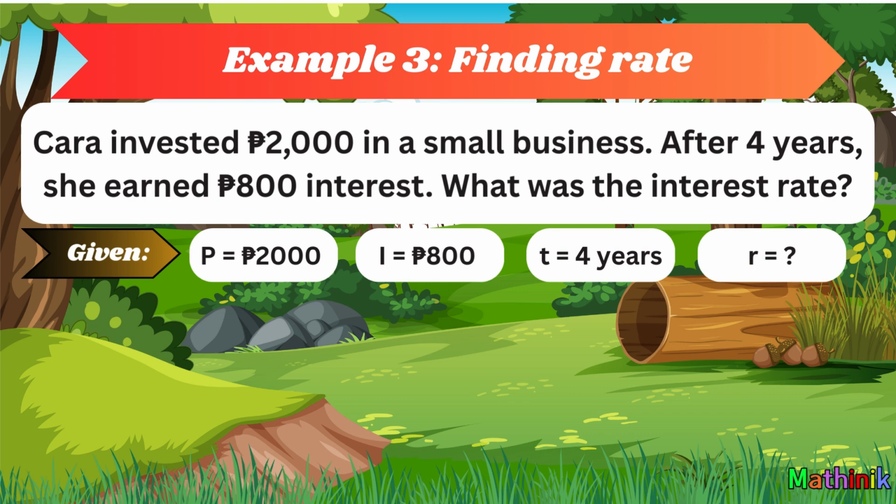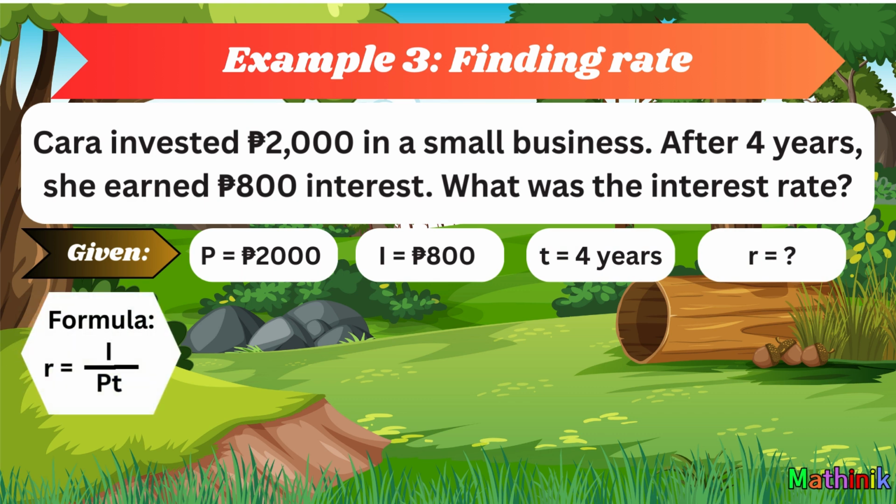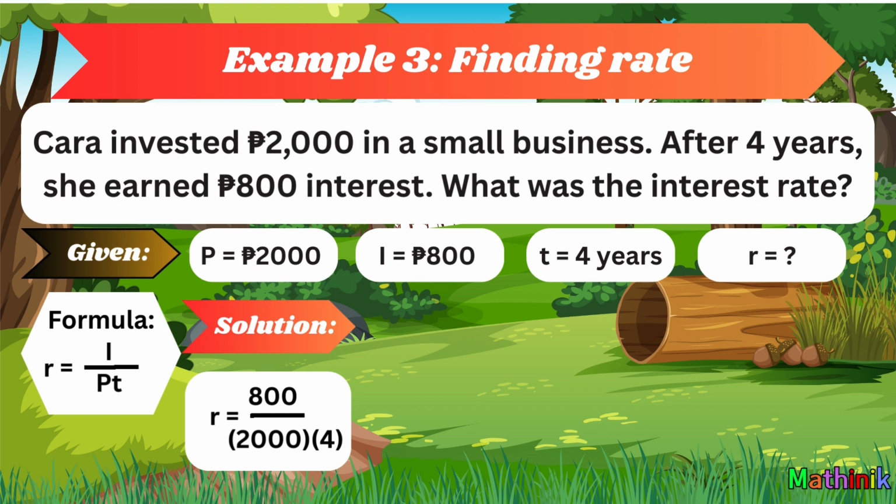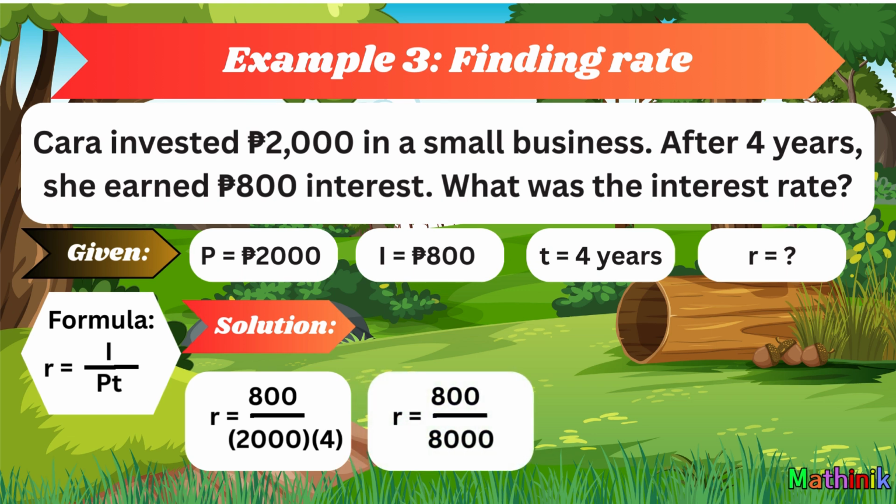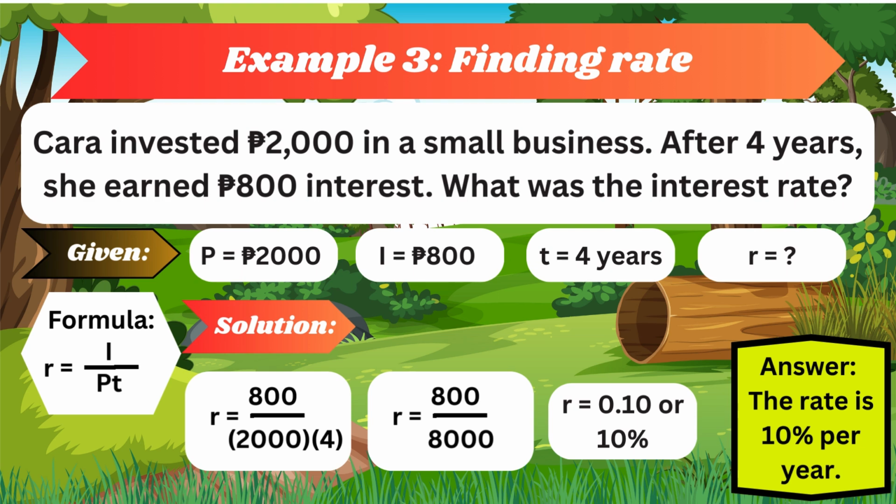The formula in finding the rate is rate equals interest over principal times time. Solution. To solve for the interest rate, simply replace the variables by its given values. We will have rate equals 800 over 2,000 times 4. Then, multiply the denominator. We will have rate equals 800 over 8,000. Next, divide 800 by 8,000. We have rate equals 0.10, which is 10%. Therefore, the rate is 10% per year.